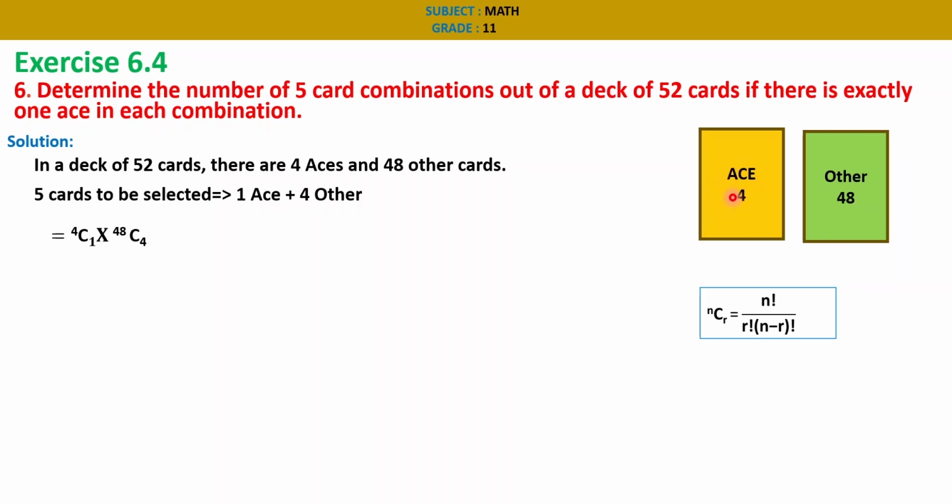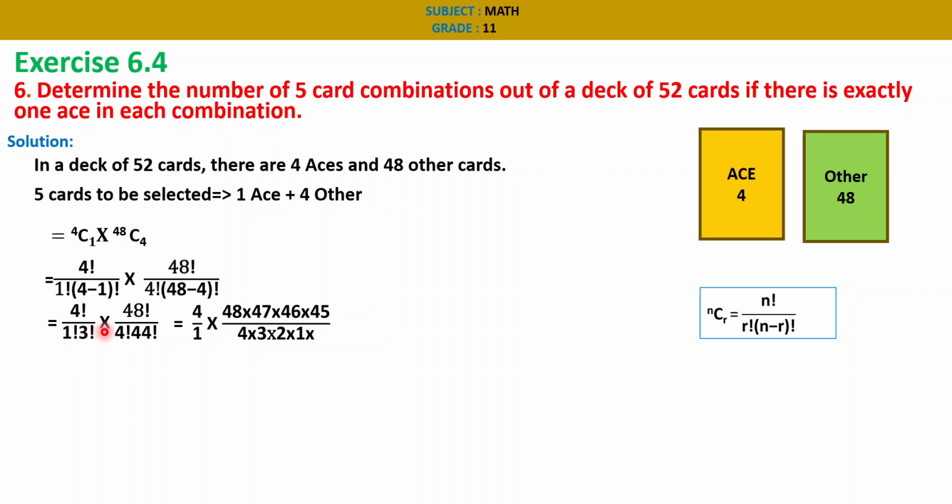factorial. From these 4 aces, we'll select 1 ace, therefore 4C1, into the 48 other cards apart from the aces, we'll use 48C4. That is 4 factorial divided by 1 factorial into 4 minus 1 factorial, into 48 factorial divided by 4 factorial into 48 minus 4 factorial. That is 4 factorial divided by 3 factorial, 48 factorial by 4 factorial into 44 factorial. Upon simplification, we are going to get 4 divided by 1, into 48 into 47 into 46 into 45 divided by 4 into 3 into 1.